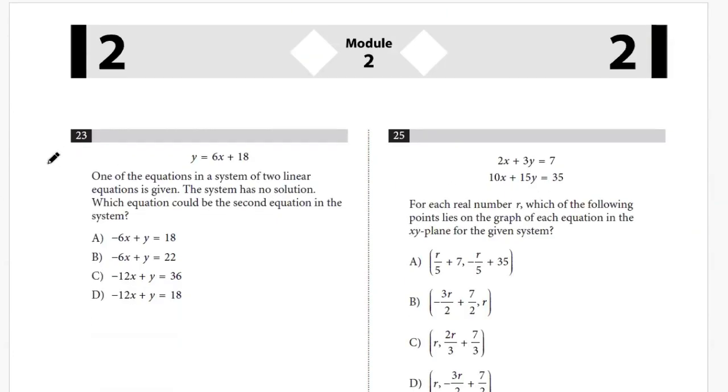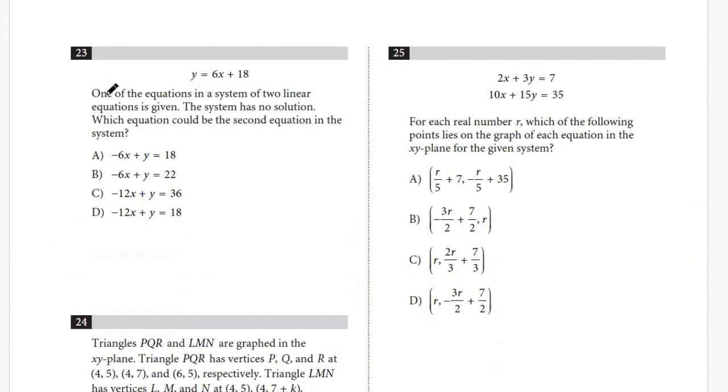Okay, question number 23. One of the equations in a system of two linear equations is given. The system has no solution. Which equation could be the second equation of the system? So I'm going to just move this over here. So immediately C and D are wrong.